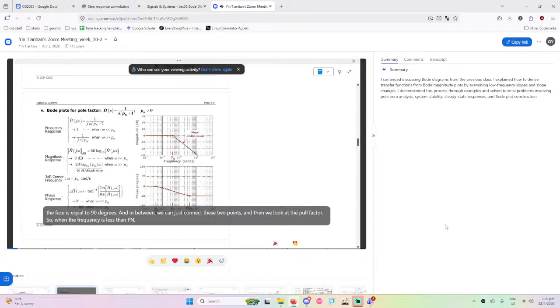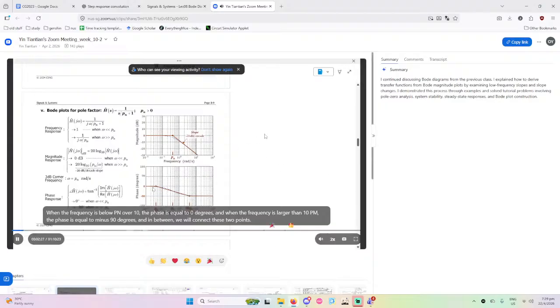And then we look at the pole factor. So when the frequency is less than Pn, the magnitude is equal to 0 dB. When the frequency is larger than Pn, the slope of the straight line is equal to minus 20 dB per decade. When the frequency is below Pn over 10, the phase is equal to 0 degrees, and when the frequency is larger than 10 Pn, the phase is equal to minus 90 degrees. And in between, we will connect these 2 points.